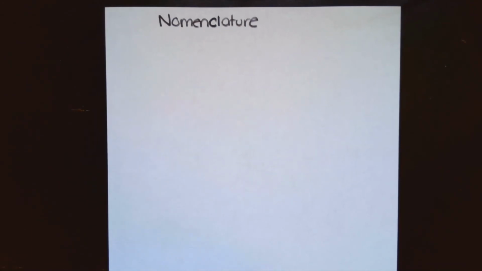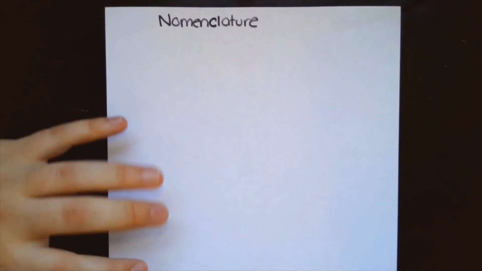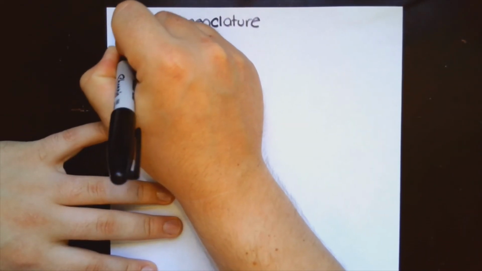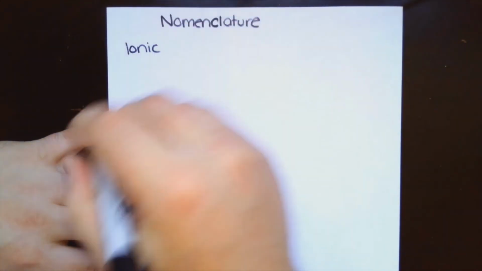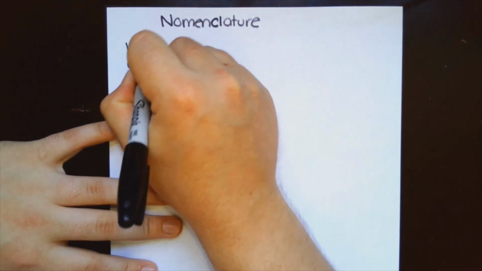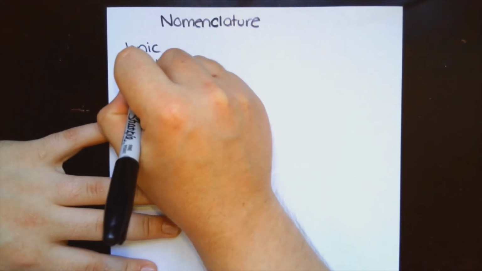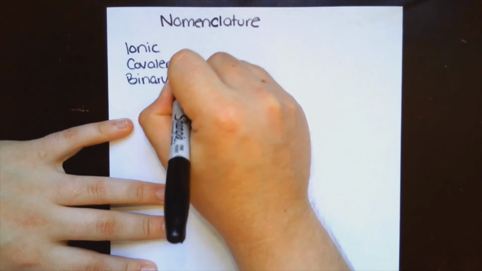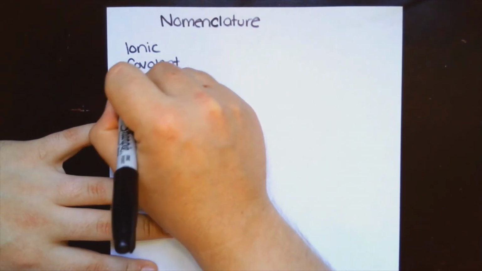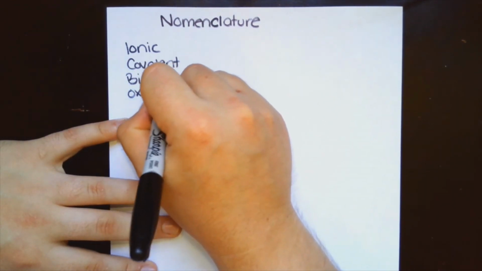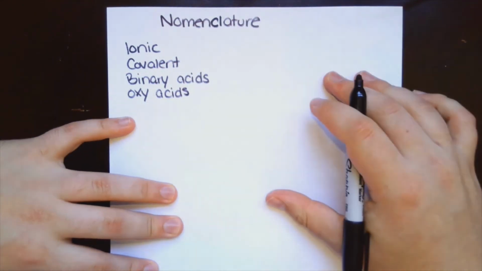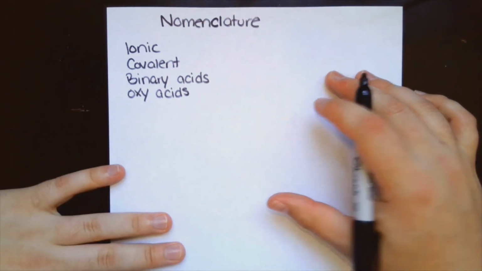For this final video of Chapter 2, I'm going to discuss the concept of nomenclature, which is just a fancy word for naming. So I'm going to discuss how to name several different types of compounds. We're going to talk about ionic compounds, covalent compounds, binary acids, and oxy acids. And I'll explain what binary and oxy acids are and what the difference is between them.